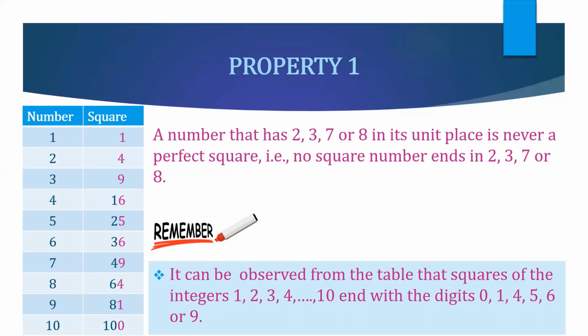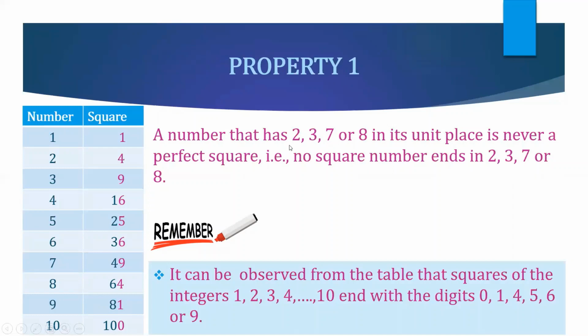First property, a number that has 2, 3, 7 or 8 in its unit place is never a perfect square. That is, no perfect square ends in 2, 3, 7 or 8. So suppose if you are given some number which has 2 or 3 or 7 or 8 on its unit place, then you can say that this number is not a perfect square. And the numbers which are having digits other than this on its unit place can be perfect squares.